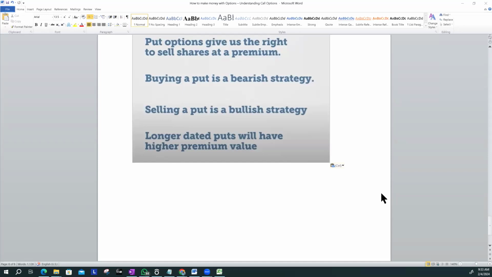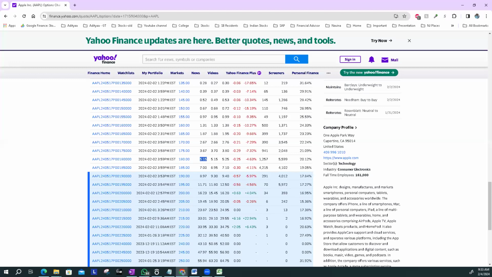So let's say you sold the put for $5 and the price started falling, and now it's worth $6. You think it might continue and you don't want to take the risk, so you just pay a little bit more and you buy the put. So you're basically closing the trade.